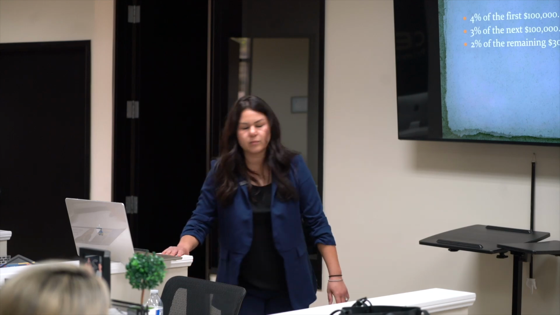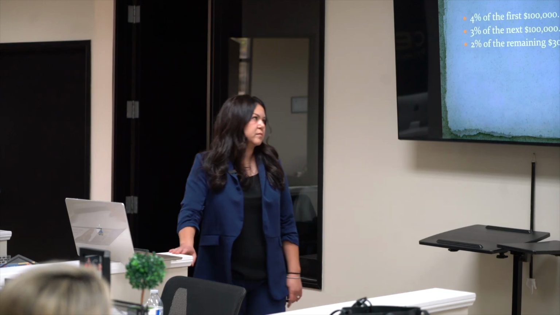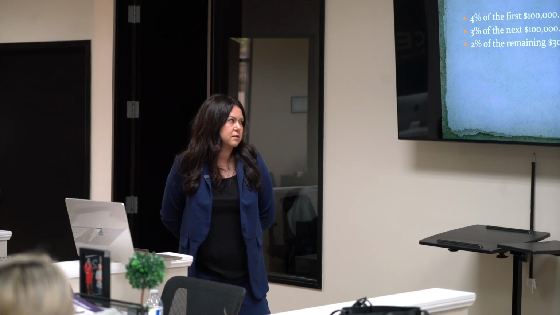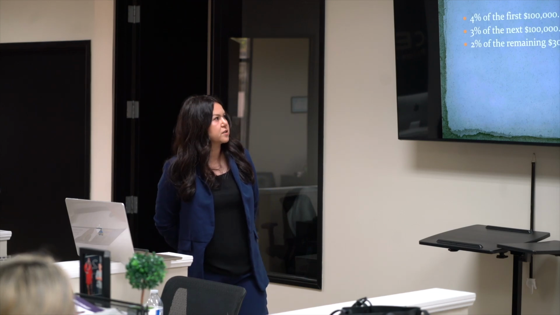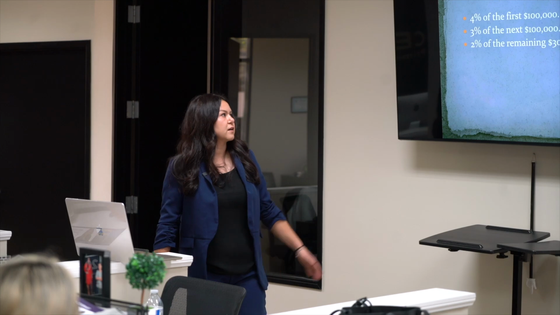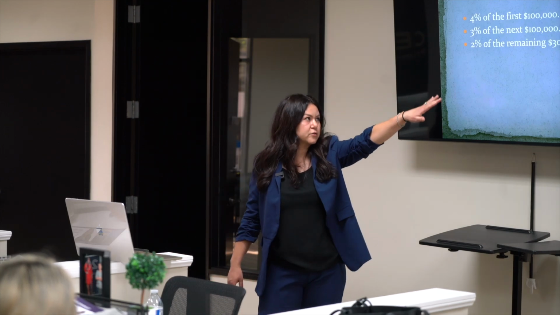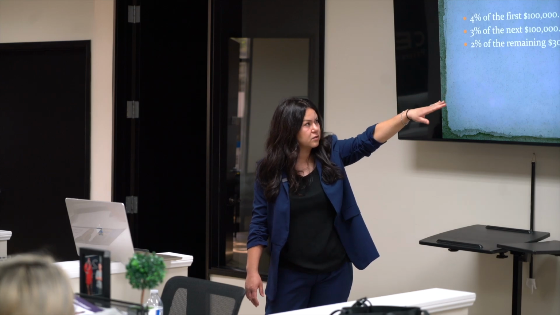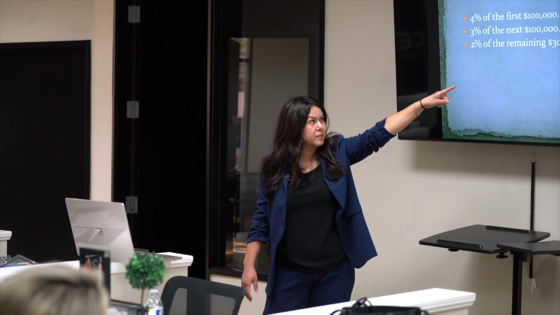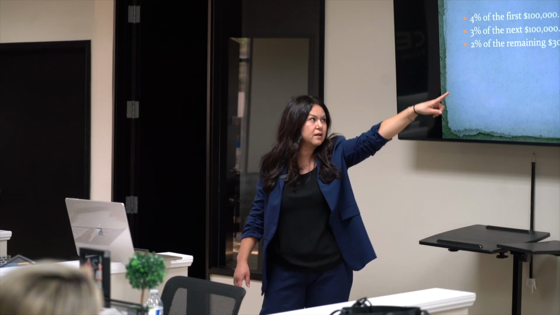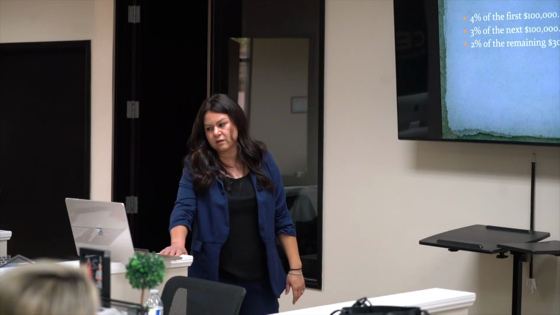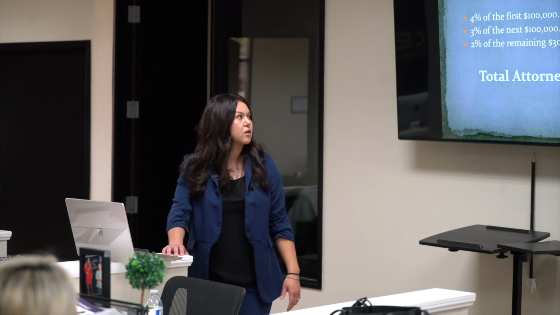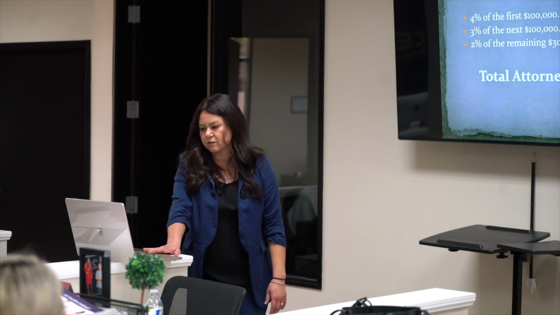So this is just an example. In order to calculate the commissions, we look at the gross value. So the debt isn't taken into consideration. So for an estate of $500,000, we have 4% of the first 100,000, 4,000, 3% of the next 100,000, 3,000, and anything after, so the remaining 300,000, is at 2%. So you get 6,000 out of that. So the attorney's fees for a $500,000 estate would be about 13,000.